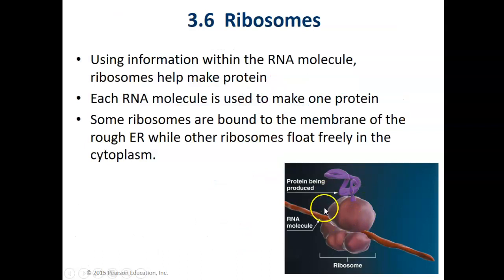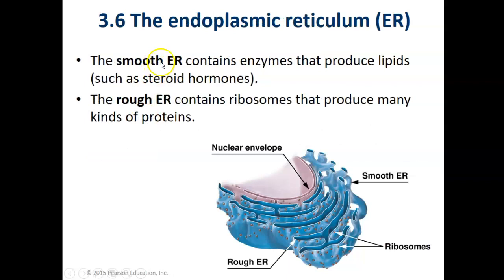As we mentioned earlier, the ribosome is used to make protein. Each RNA molecule is used to make one protein, and some ribosomes are bound to the membrane of the rough ER, while other ribosomes float freely in the cytoplasm. For the ER, we have smooth ER, which does not have ribosomes attached to it. Then some parts of the ER are attached with ribosomes, making it rough ER.